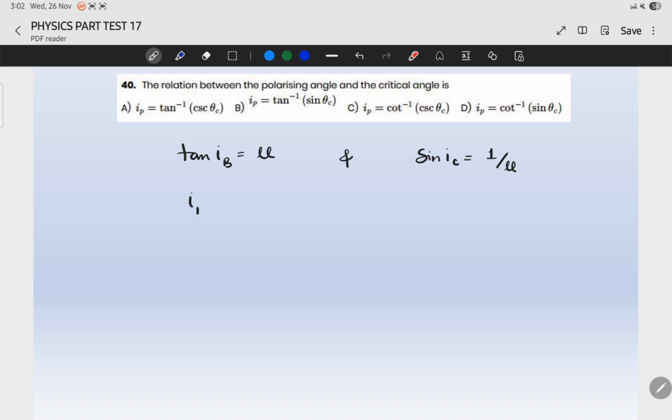So basically iB will be tan inverse mu, and mu can be written as 1 by sin iC, which is cosec iC.